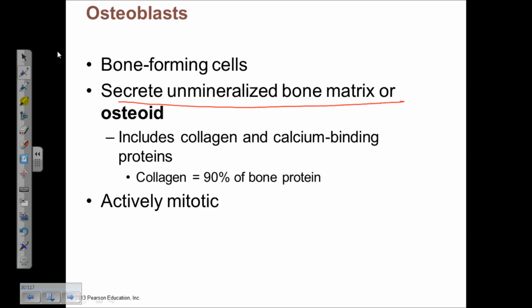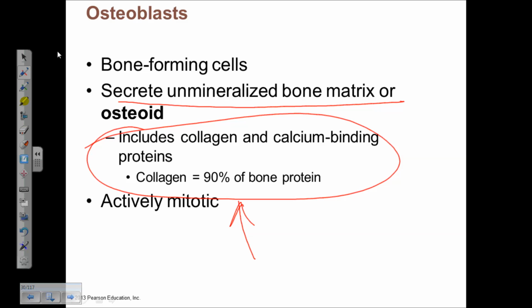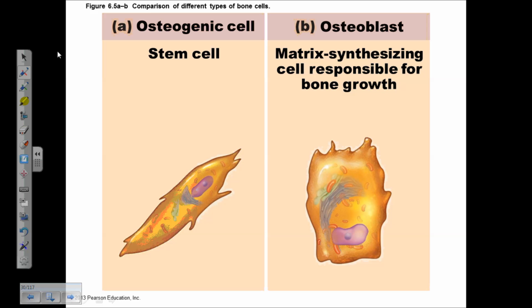Now, when we say bone matrix, that means a softer compound that is composed of a number of proteins. This compound didn't bind the calcium phosphate yet. So osteoid essentially consists of collagen. Collagen represents about 90% of all the protein in the bone, and multiple proteins that will bind calcium and will help bone to become harder. Osteoblasts can also divide.